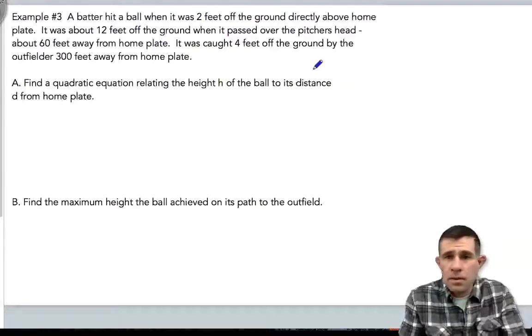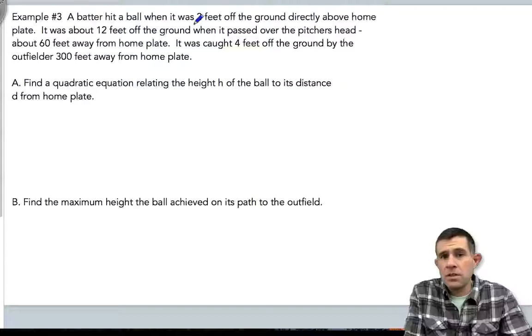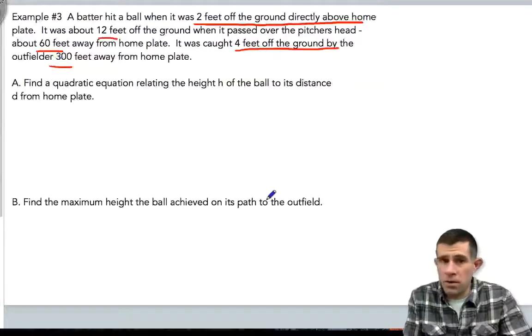All right, let's move on to example 3 now. In example 3, it says a batter hit a ball that was 2 feet off the ground directly above home plate. It was about 12 feet off the ground when it passed over the pitcher's head 60 feet away, and it was caught 4 feet off the ground by an outfielder 300 feet away.